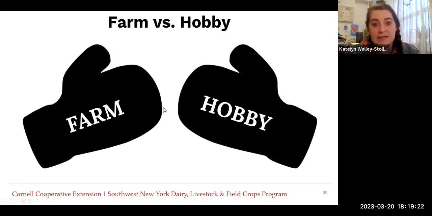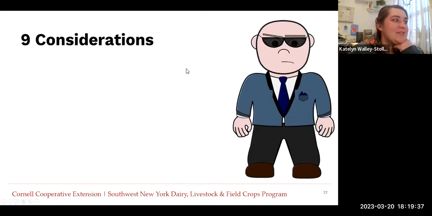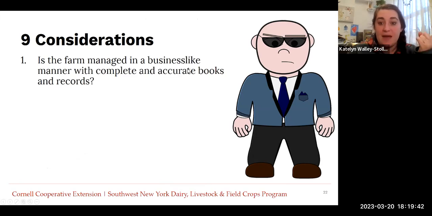The IRS has 9 considerations to determine whether you're a farm or a hobby. This is not an accurate representation of the IRS, but in my brain, this is what I think they look like, right? If I had to generalize an entire government agency, this is the IRS. So the 9 considerations, really quickly: is the farm managed in a business-like manner, with complete and accurate books and records? This is keeping track of your incomes, your expenses, having a separate banking account, and keeping track of animal records, planting dates, and harvest dates.